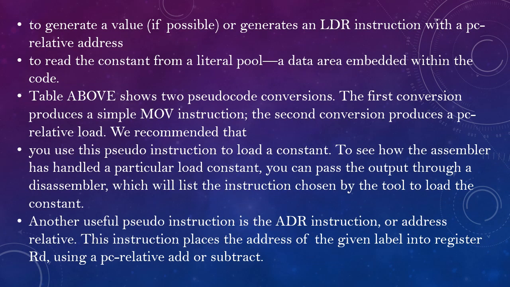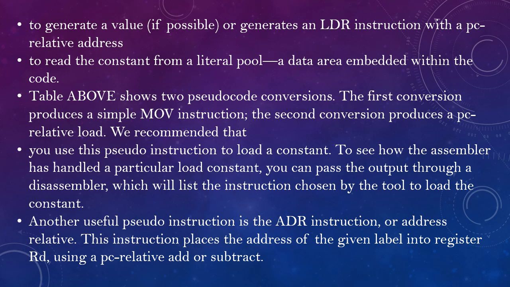It generates a value, if possible, or generates an LDR instruction with a PC relative address to read the constant from a literal pool, a data area embedded within the code. The table above shows two pseudo conversions. The first conversion produces a simple move instruction. The second conversion produces a PC relative load.